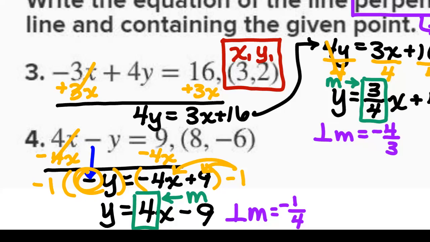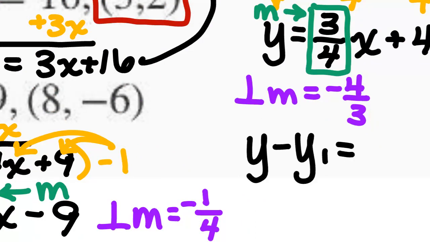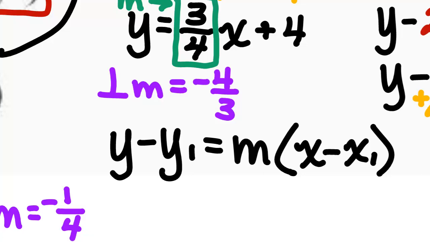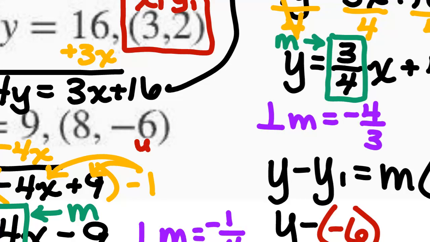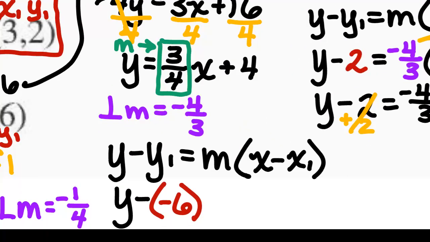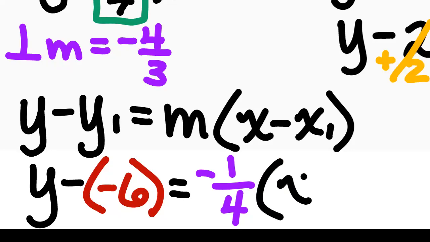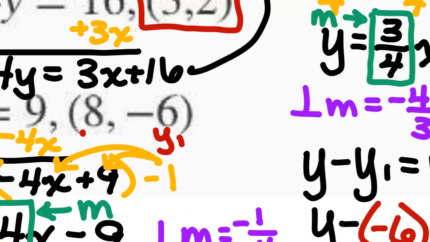All right, time for point slope form. y minus y1 equals m, parentheses, x minus x1. So this will be y minus what? Negative 6. I'm subtracting a negative there. Be careful. There's my y1. Equals, what goes right after my equal sign? Negative 1/4. And then inside the parentheses, I have x minus what? x minus 8. Here's my x1 over here.